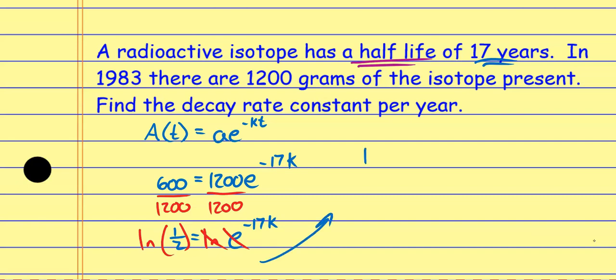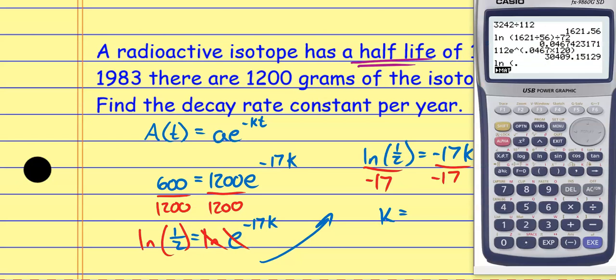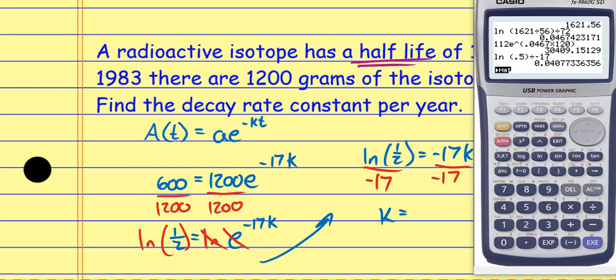I'm left with the natural log of 1/2 equals a negative 17k. And again, what's nice about this is I don't have to use a change of base formula for this particular example. I just have to divide each side by negative 17. The continuous growth model problems are actually easier in terms of what you have to plug into the calculator. I literally have to plug in natural log of 1/2 divided by a negative 17. So here we go, natural log of 1/2 or 0.5 divided by a negative 17, and it gives me 0.04.